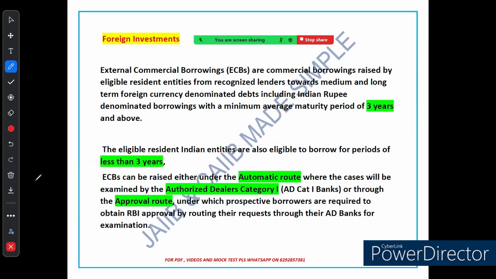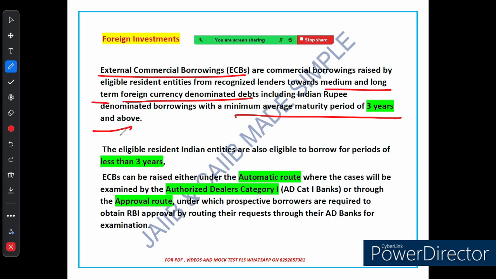Now let's see how ECB works. What we have seen till now: the first keyword is that it is raised from a foreign lender. The second keyword is medium and long term foreign currency denominated debt, including Indian rupee denominated borrowing. So both are included, foreign currency as well as Indian rupee denominated borrowing. And MAMP is 3 years, but it is possible that an eligible entity can borrow for a period less than 3 years.